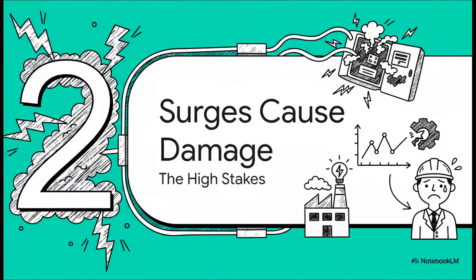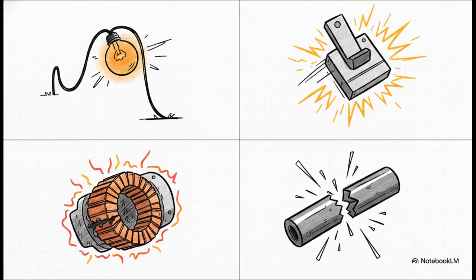Moving on to Section 2, when surges cause damage, the high stakes, because leaving this unmanaged has real physical consequences. We really need to treat this list like a rap sheet of destruction. First up, voltage dips, or brownouts. This is the flickering lights we talked about earlier. The sudden draw literally sags the local distribution grid.